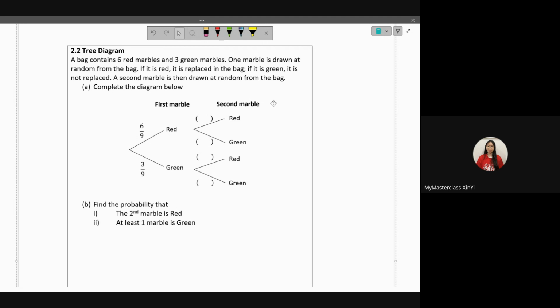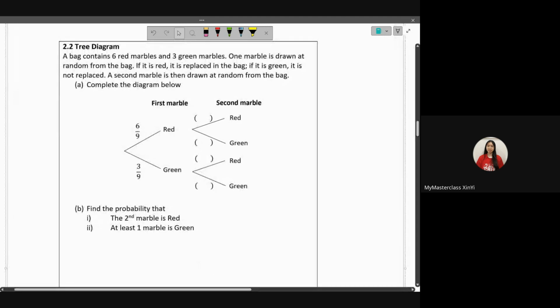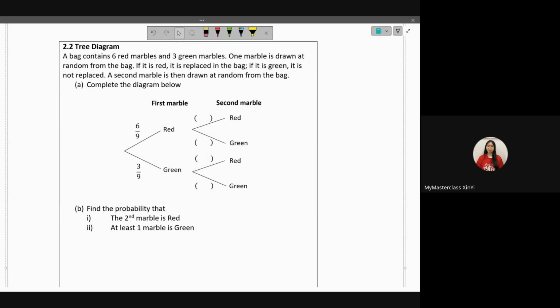Okay, for this example, a bag contains 6 red marbles and 3 green marbles, meaning you have 2 choices, either red or green. Then 1 marble is drawn at random from the bag. If it is red, it is replaced in the bag. If it is green, it is not replaced. Then a second marble is drawn. So in this case, there are 2 events.